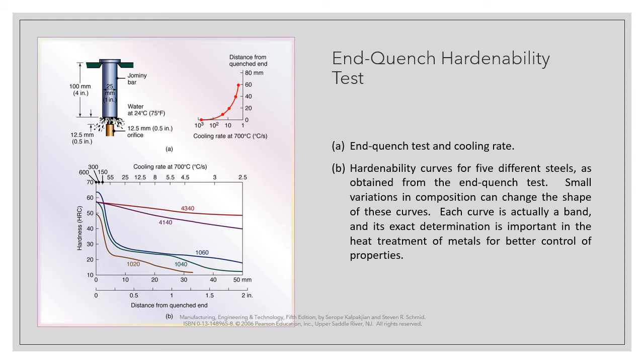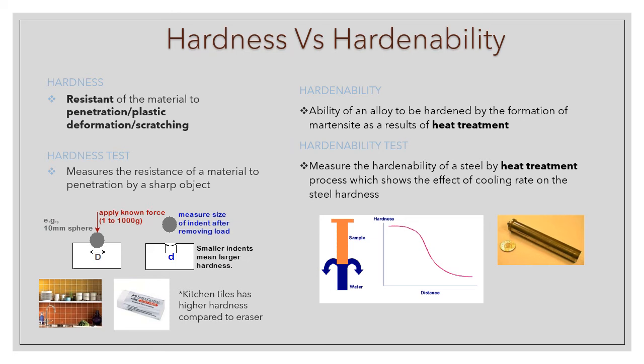Let us take a look at another example of end quench hardenability test. So here are the results of the hardenability curve for 5 different steels. As you can see from this graph, only a small variation in the composition can change the shape of this curve. It is because this steel, 4340, has a higher amount of carbon, so the effect on the curve is less compared to steel with less amount of carbon and alloy.